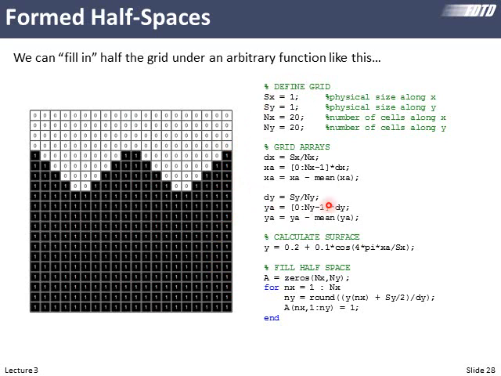So we define our grid the same way we've been doing, physical size, number of cells, our axis vectors. And then here we define the line. So this is just a line somewhere in XY space. We're going to use this to fill in ones below that line. So here's the code to do that. We'll initialize A to all zeros. Then we go into our for loop.